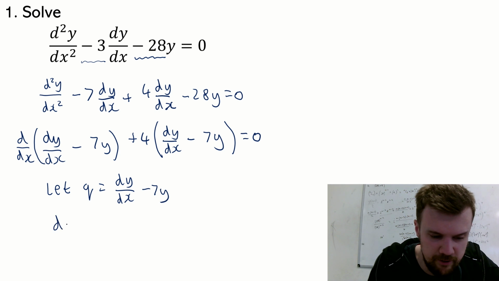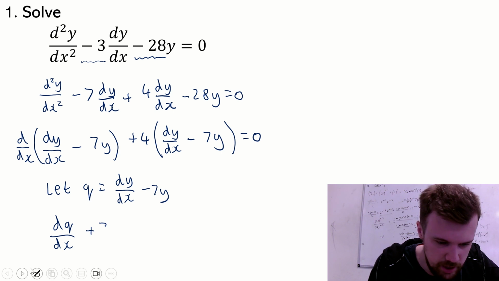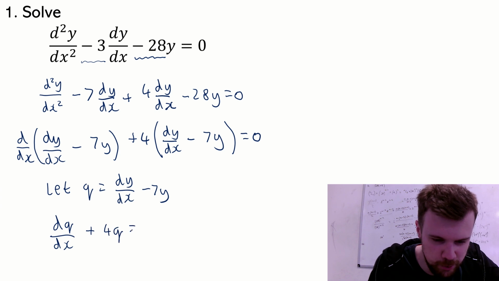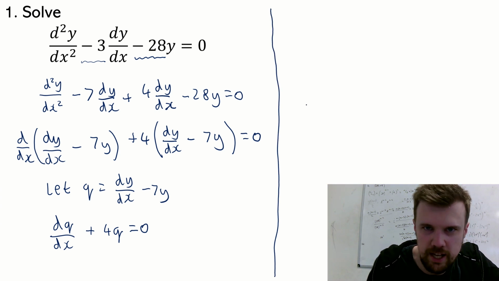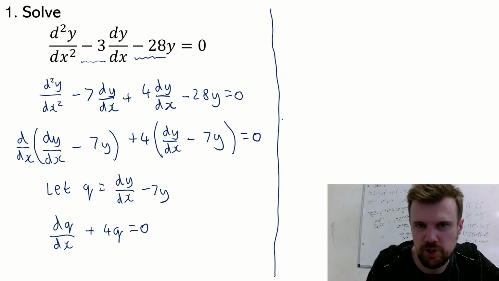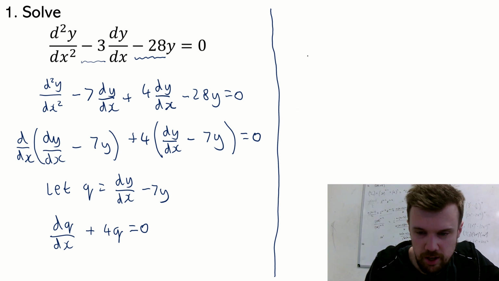Because that means we now have dq over dx minus 7, plus 4. Plus 4 q equals 0. And that is a new differential equation for us to solve. It's a first order one, so really a lot nicer than what we were beginning with. And you have a couple of different choices, either separation of variables or treat it like a first order exact equation. I'm going to do separation of variables, because why not?